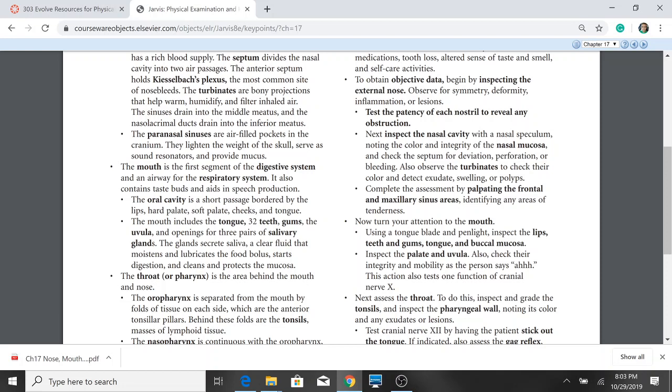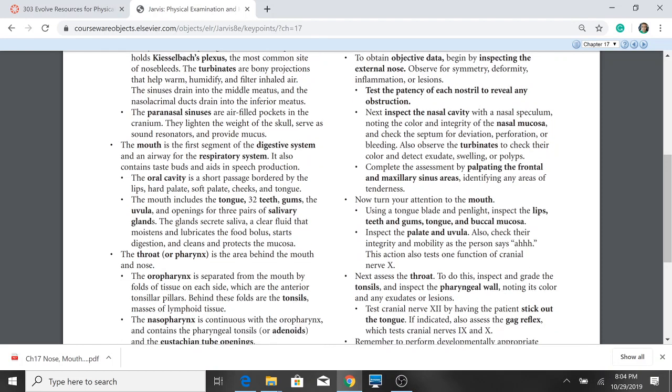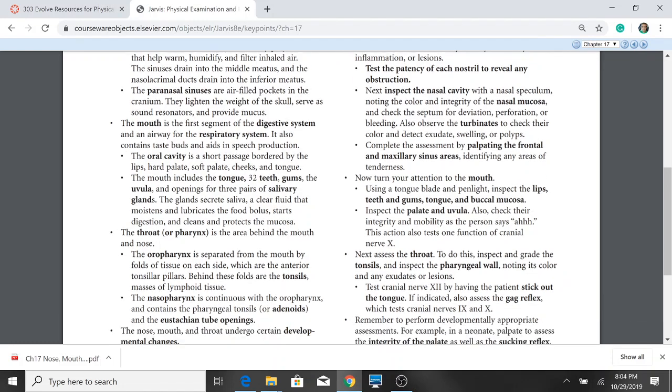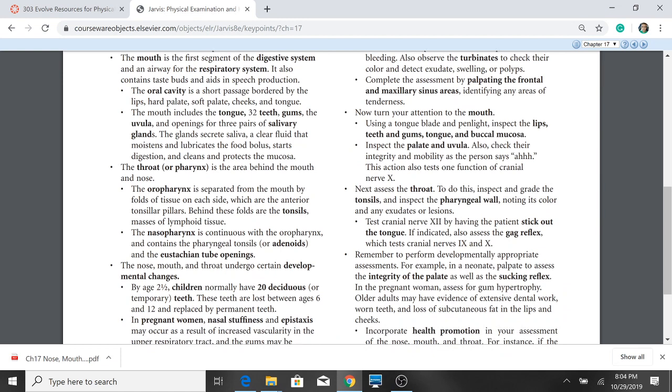To obtain objective data, begin by inspecting the external nose. Observe for symmetry, deformity, inflammation, or lesions. You want to begin by testing the patency of each nostril to reveal any obstruction. Next, inspect the nasal cavity with a nasal speculum, noting the color and integrity of the nasal mucosa, and check the septum for deviation, perforation, or bleeding. Also observe the turbinates to check their color and detect exudate, swelling, or polyps. Complete the assessment by palpating the frontal and maxillary sinus areas, identifying any areas of tenderness.